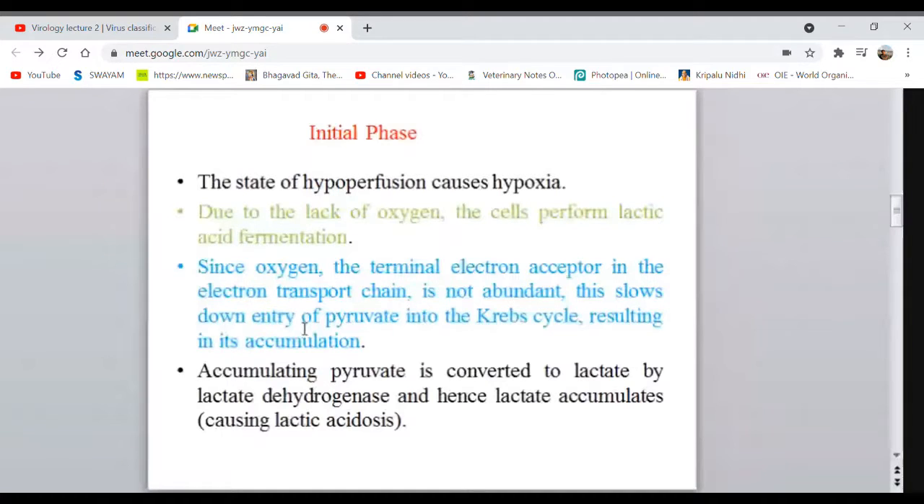As you know, the pyruvate produced from glycolysis combines with oxaloacetate and forms citrate. In this way, pyruvate enters the TCA cycle, or Krebs cycle. But since the pyruvate does not enter the Krebs cycle, it will accumulate.